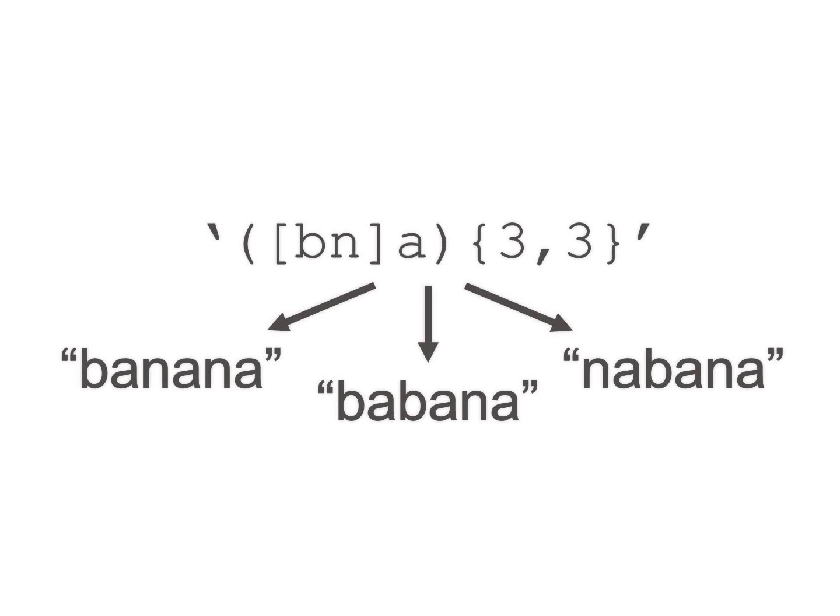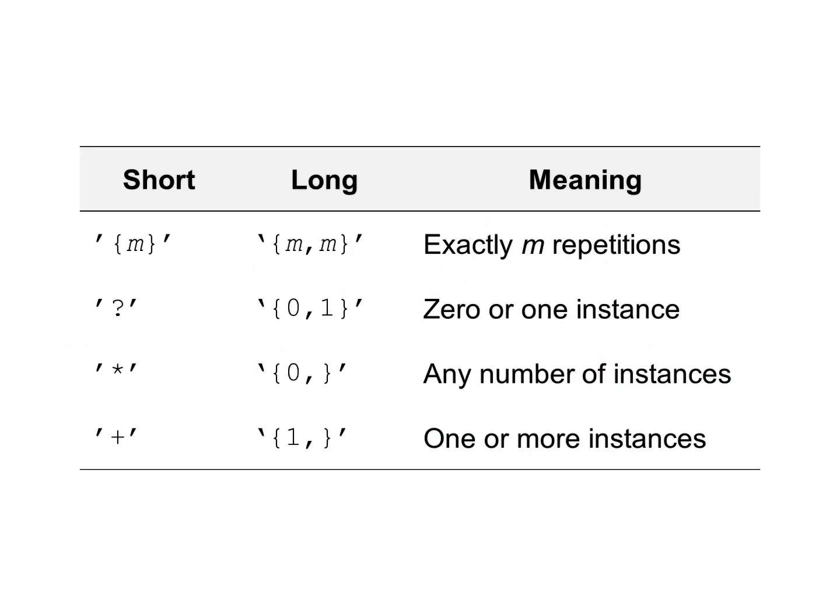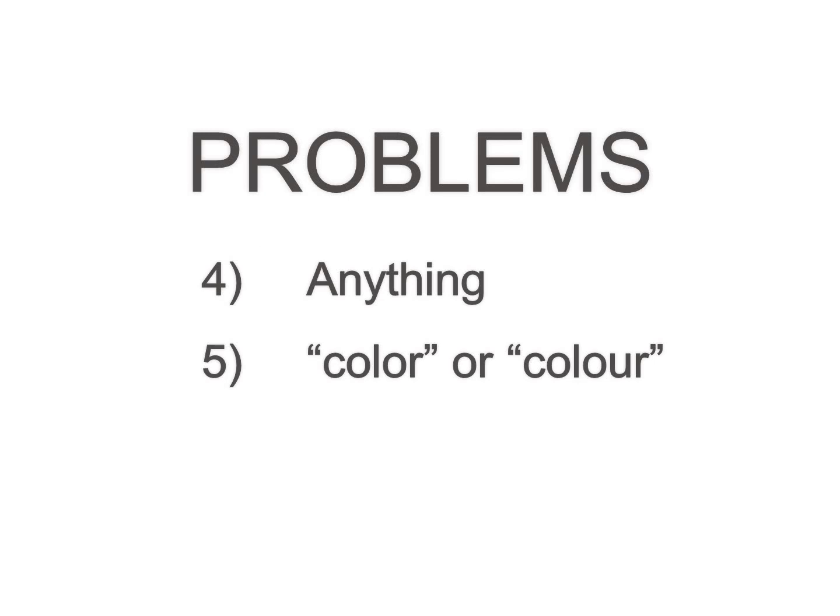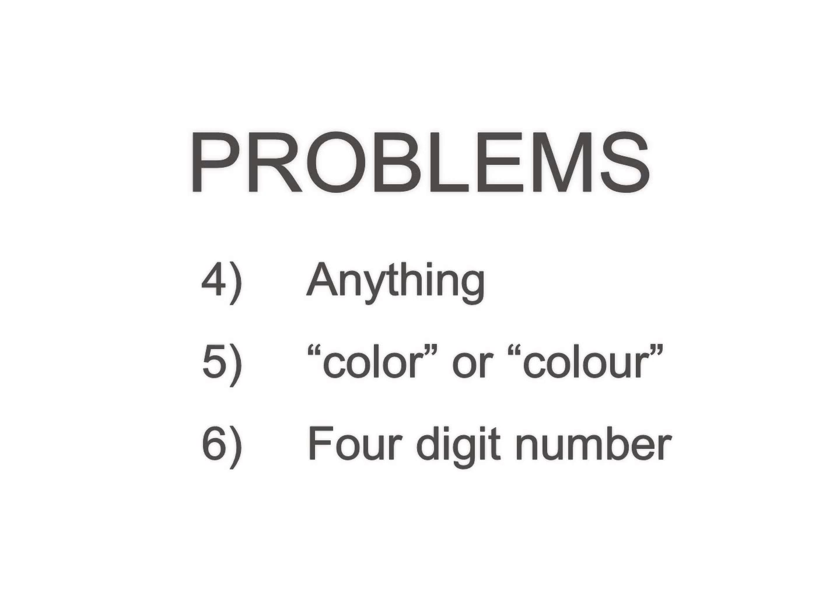Try it out yourself. As for sets, there are also shorthand versions of the most useful repetition operators, such as an exact number of repetitions, 0 or 1 instance of a subpattern, any number of repetitions of the subpattern, and finally, 1 or more repetitions of the subpattern. Both shorthand and longhand versions are shown in the table. Try using what we've learned so far to match anything, either colors spelled without a U or colors spelled with a U, or any 4-digit number. The answers will follow.